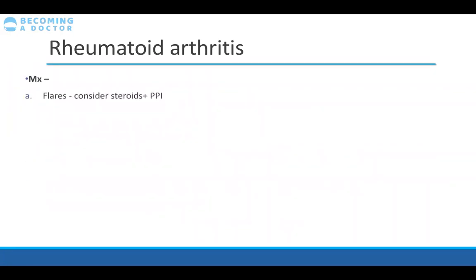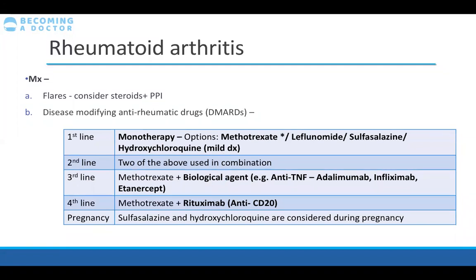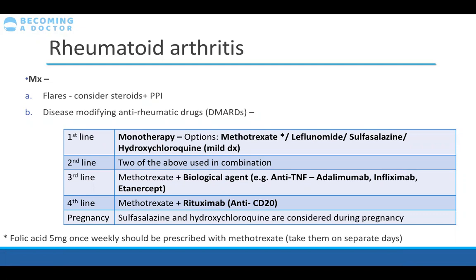In terms of management, if you think it's a flare of the pre-existing or new rheumatoid, you can consider steroids and you want to cover them with PPI. But otherwise you want to consider disease-modifying anti-rheumatic agents, which are DMARDs. So the first line of a DMARD will be a monotherapy. So you consider either methotrexate, leflunomide, sulfasalazine, or hydroxychloroquine if it's mild disease. Usually you see a lot of people are started on methotrexate. So again, methotrexate, 5 milligram folic acid should be prescribed with it.